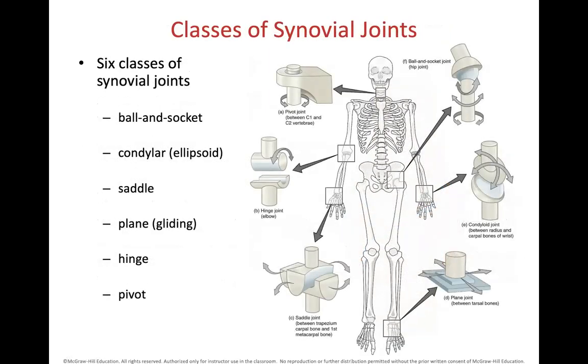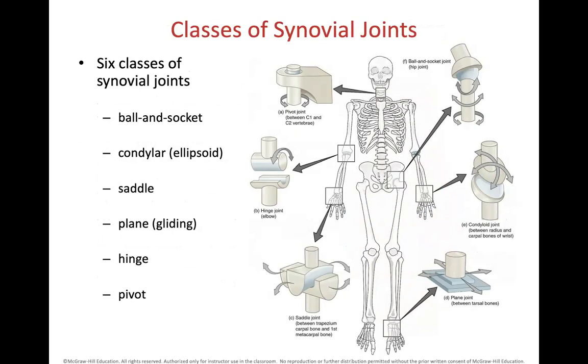There are 6 different classes of synovial joints. So the other types of joints we talked about, the fibrous and cartilaginous, there are only 2 to 3 types. Now we have 6. So it's getting more complicated. Most of these involve some kind of depression in one bone, meeting up with kind of an extension in another bone in one form or another.